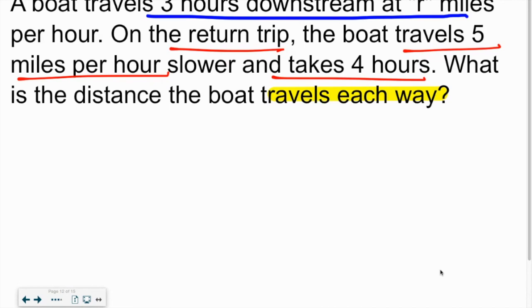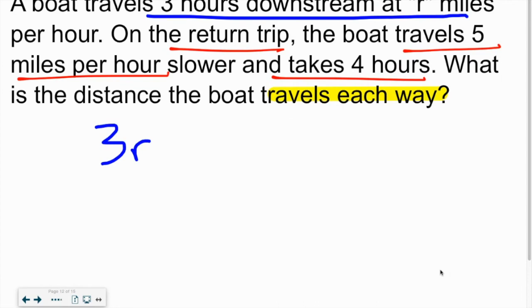We know on the trip downstream, we traveled 3 hours at some miles per hour. R is what it says. So if I told you we're going 20 miles an hour, after 3 hours, you'd tell me how far we go? 60 miles. If you were on the interstate and I said you traveled 70 miles an hour for 3 hours, how far did you go? You'd take 3 times the R to give me 210 miles that you've traveled.